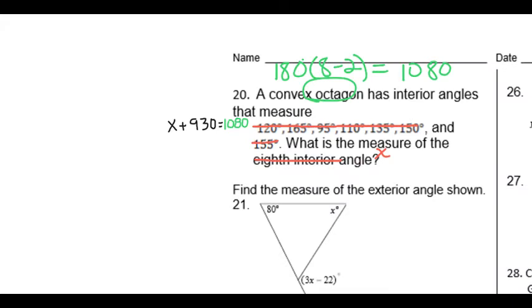So I set up an equation, x plus 930 equals 1080 from the green above. Once we subtract 930 from both sides, we find out that x is equal to 150. And that's the missing 8th exterior angle, 150 degrees.